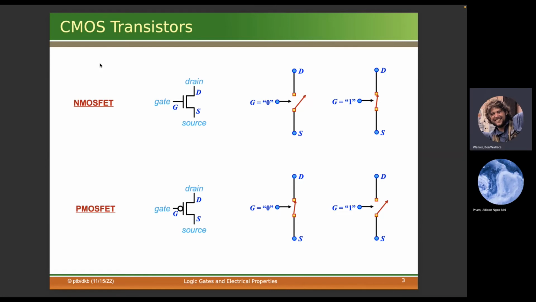So the two common transistors that we're using in CMOS logic devices are the NMOS and the PMOS. One connects the drain and the source when the input is low, and one connects the drain and source when the input is high. They're called PMOS and NMOS, and when they're used together, it's called complementary metal oxide semiconductor, which is called CMOS.